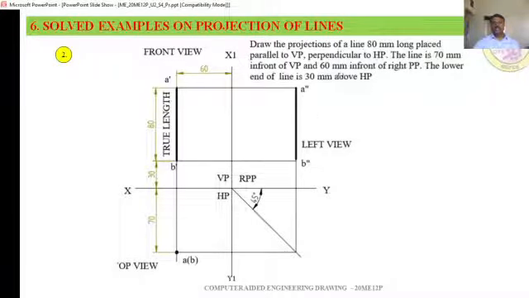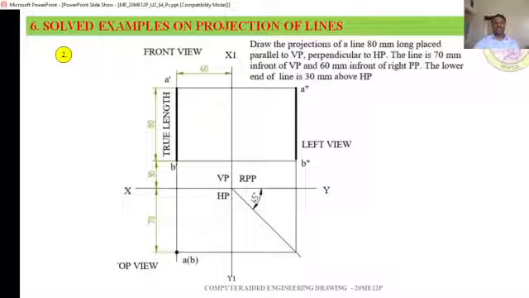And this is 60 mm in front of right PP. From here, you measure 60 mm. Okay, draw the x1 y1 line. Now you can see here, the line is 60 mm in front of right PP. Locate right PP. Already drawn this.